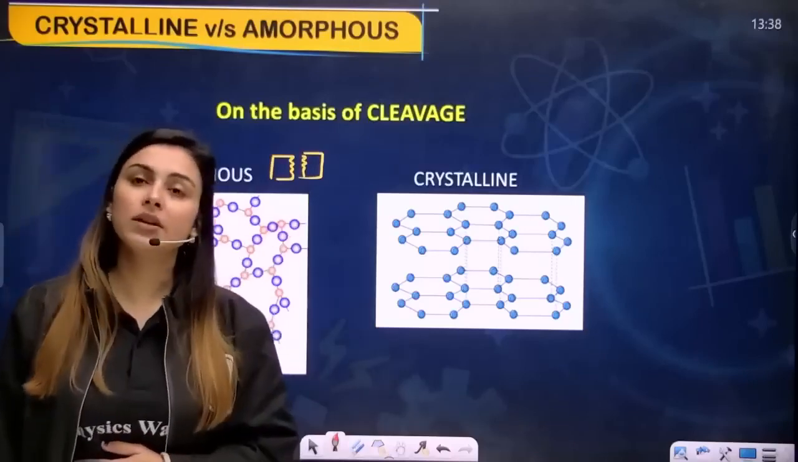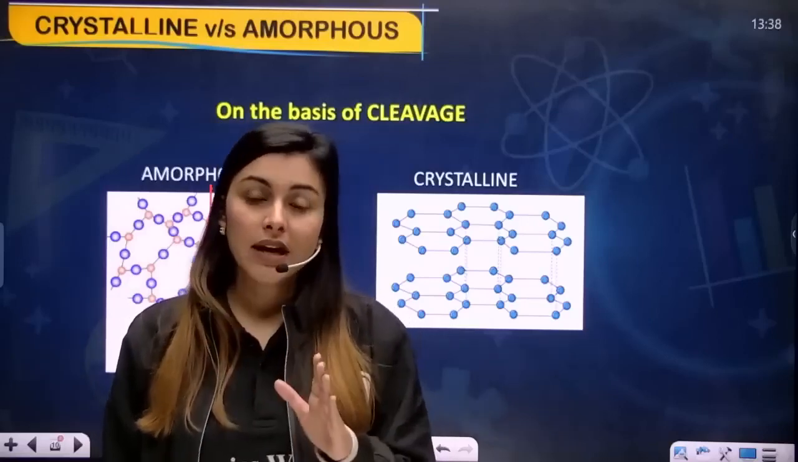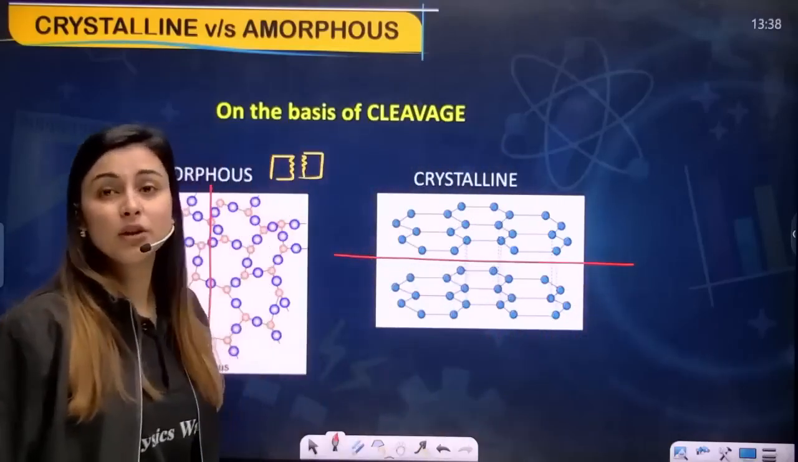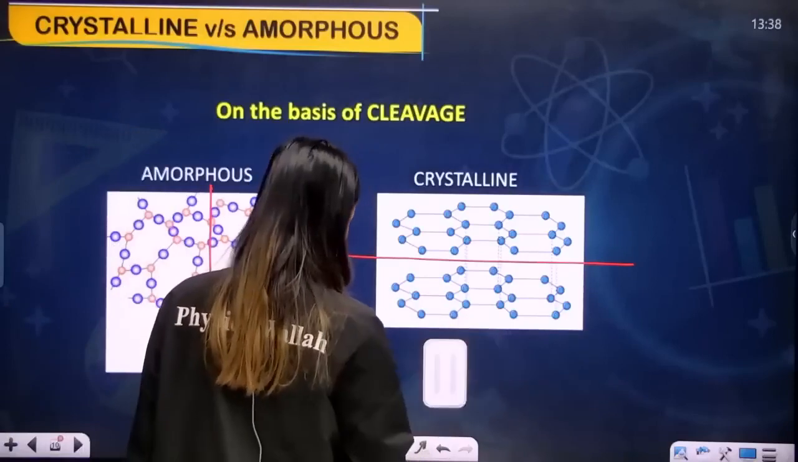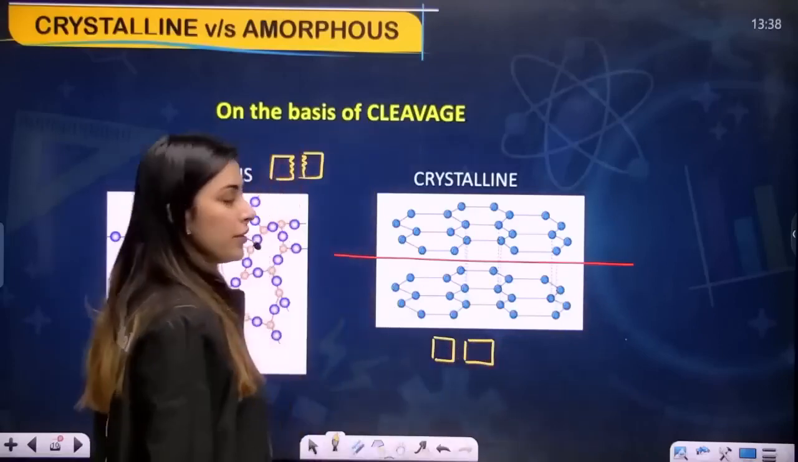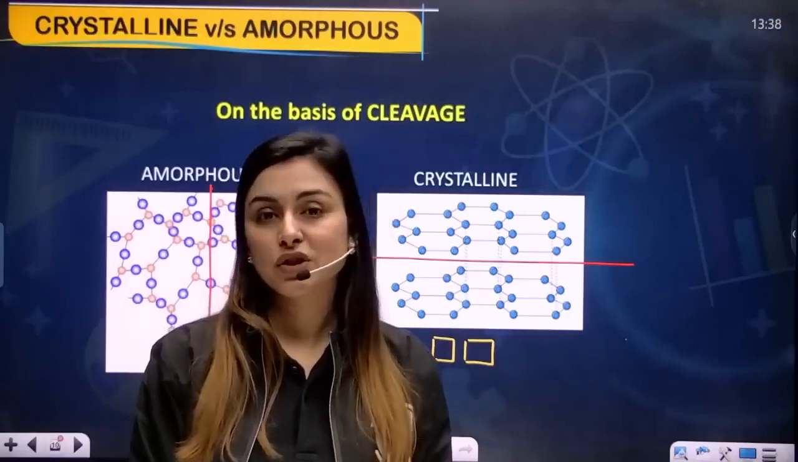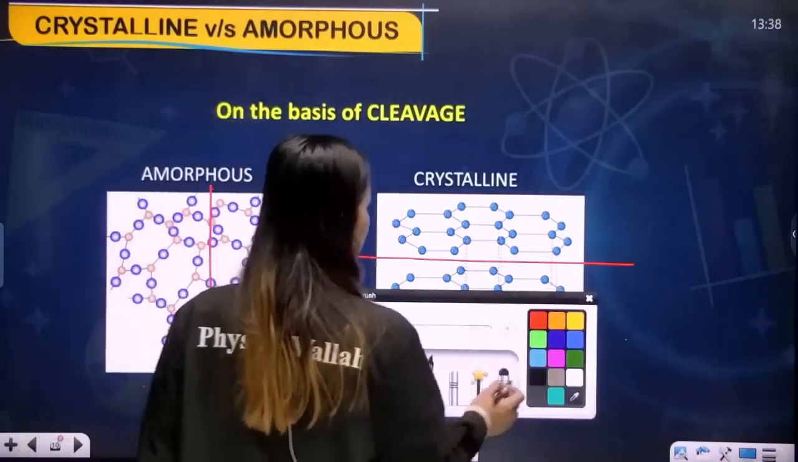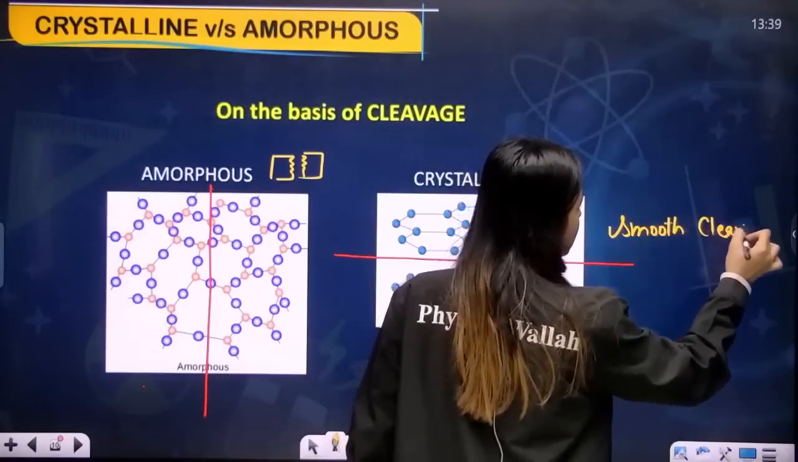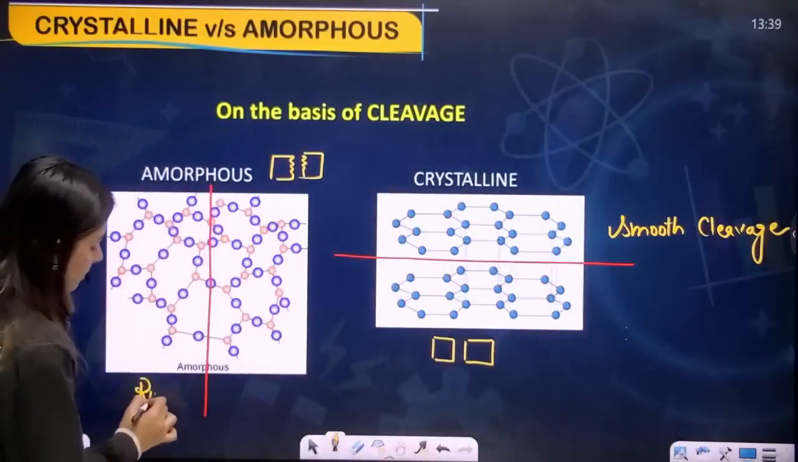Now let's move forward to a crystalline solid. Now my dear students, you know that in a crystalline solid the arrangement is absolutely ordered, and if you cleave a crystalline solid, let's say you cleaved this from here, what will you get? You will get a plain smooth area because the arrangement is ordered, right? Yes, this is the difference between the amorphous and crystalline solid based on cleavage. So can I say that here you will get a smooth cleavage and here you will get a rough cleavage?